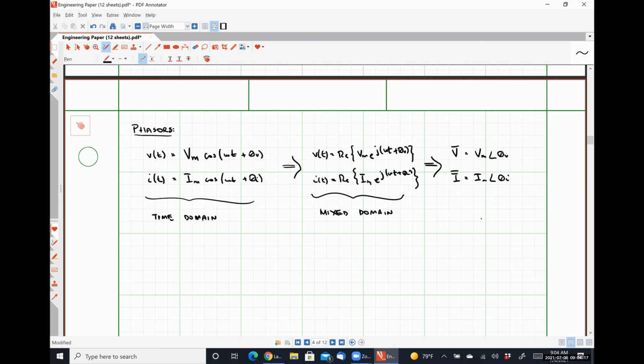All right, any questions? So this was all a whole bunch of setup to get us to appreciating complex numbers effectively, showing you how terrifying it is to work in the time domain.